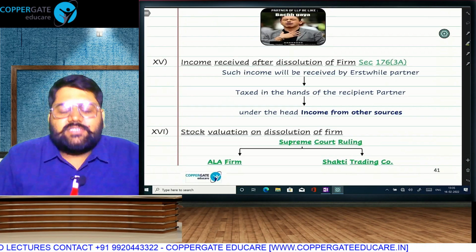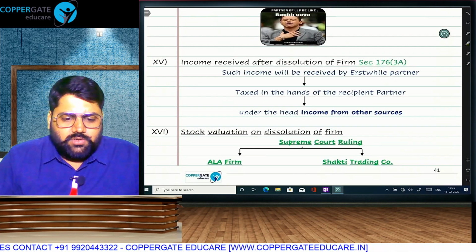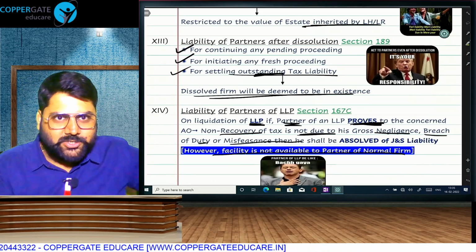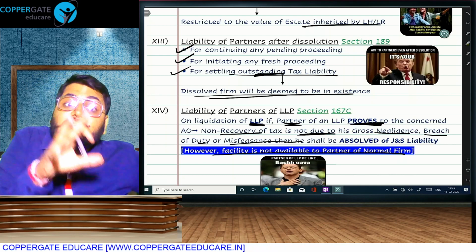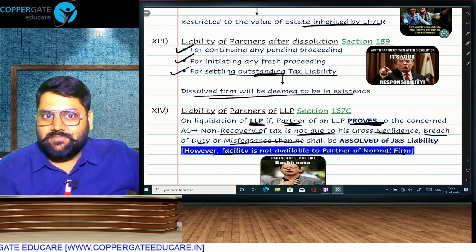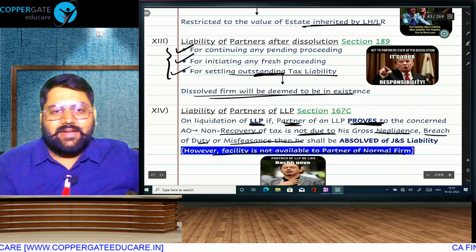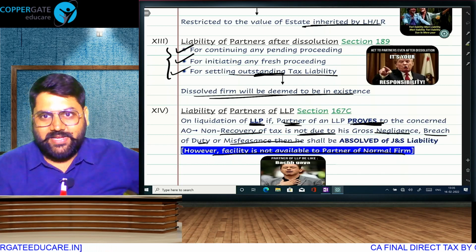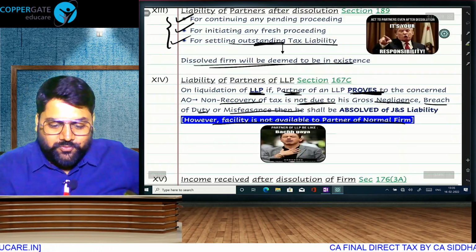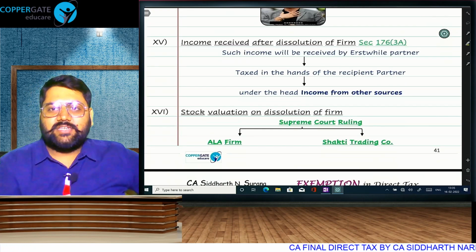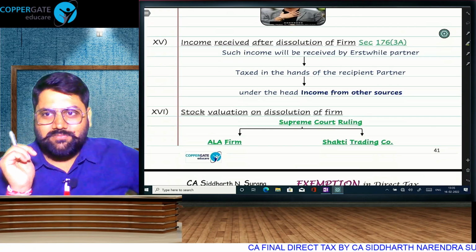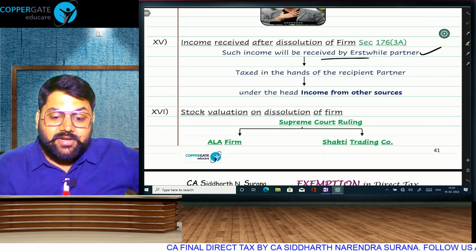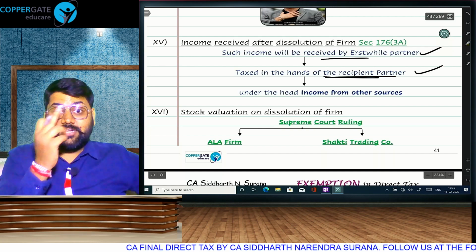Next, if there is any income which is received after dissolution. For outstanding liabilities, the dissolved firm will be deemed to be in existence and we will apply joint and several liability. But if there is a new income, now there is no firm. For settling your outstanding liabilities of the period when there was the firm, we will treat you as deemed to be in existence. But now we cannot create a new firm. So, if there is income which is received, like bad debts recovered, now there is no firm. Obviously, that income will be received by any of the erstwhile partners and it will be taxable in the hands of the receiving partner because there is no firm.